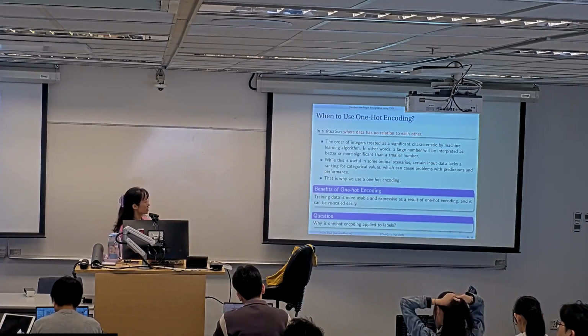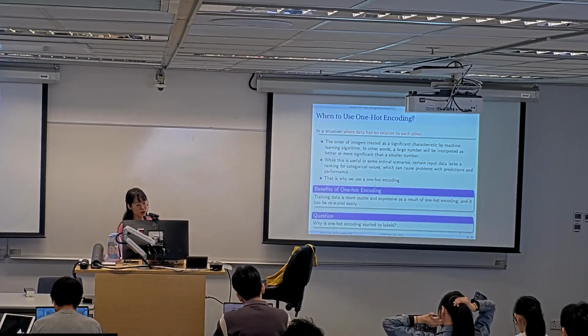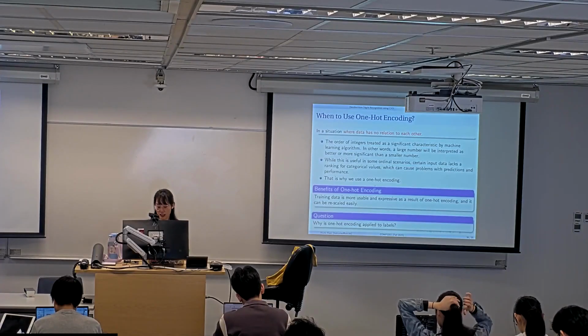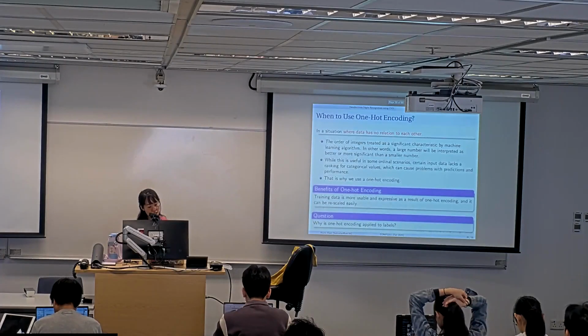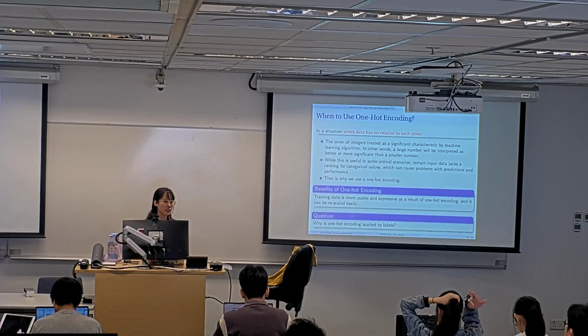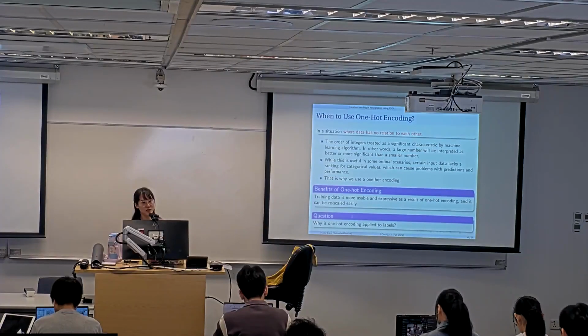The benefit of one-hot encoding is that the training data is now more usable and expressive, and it can be rescaled easily. Rescaled means that if you have more training data, you just need to add more rows to the one-hot encoding results. And the question: why is one-hot encoding applied to labels? I think the above explanation already answered this question. Because the labels don't have any relation that justifies treating them as different values from 0 to the number of classes, so we just do one-hot encoding.